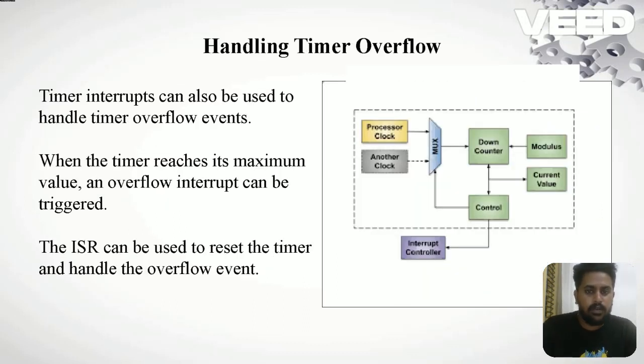Handling timer overflow. Timer interrupts can also be used to handle timer overflow events. When the timer reaches its maximum value, an overflow interrupt can be triggered. The ISR can be used to reset the timer and handle the overflow events. Here is the diagram, which consists of processor clock, another clock, the MUX multiplexer, down counter, modulus, the control, current value, and interrupt controller.